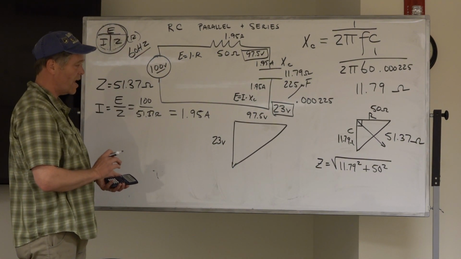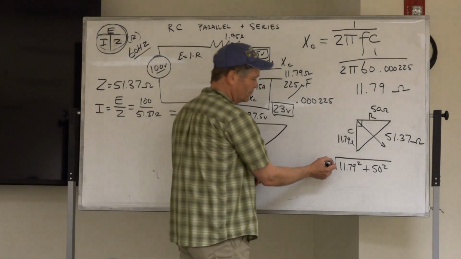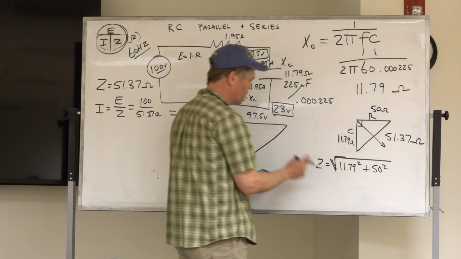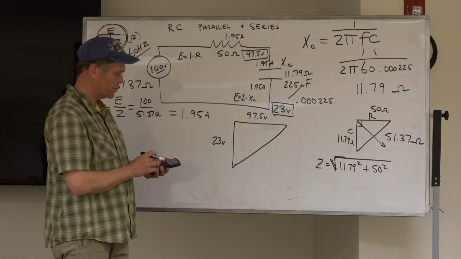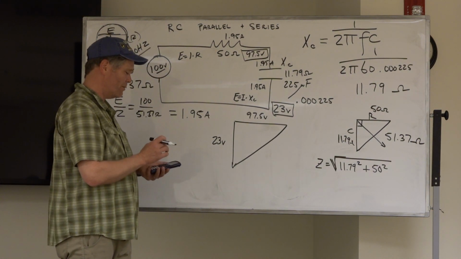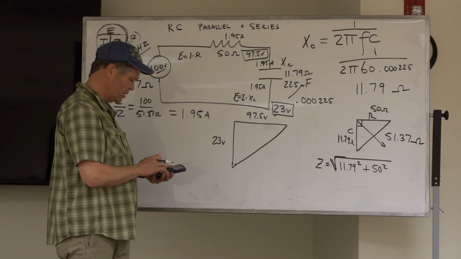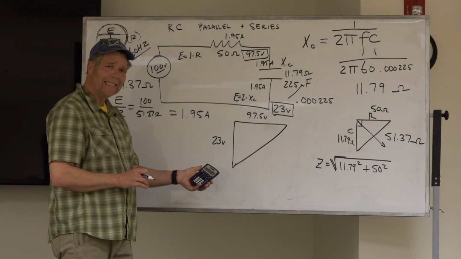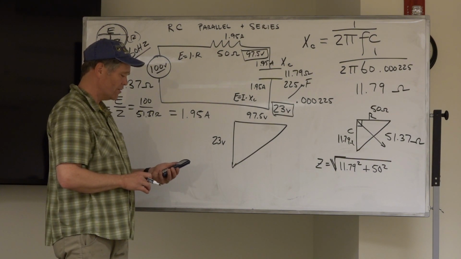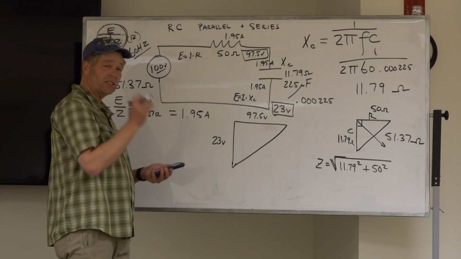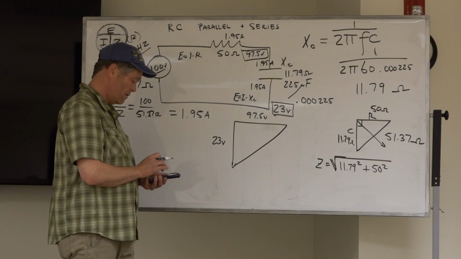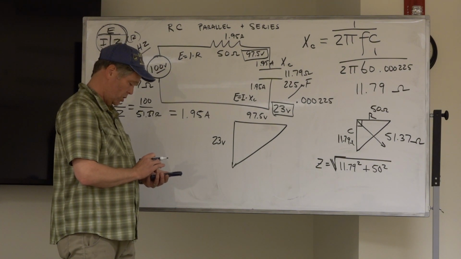And I've done everything inside the radical. That's what this guy's called, the radical, with these numbers. 23 squared plus 97.5 squared. Yeah, get on with it, Jack, you're probably saying. Equals some ungodly number, looks like 10,000. Let's see what the square root of 10,000 is.